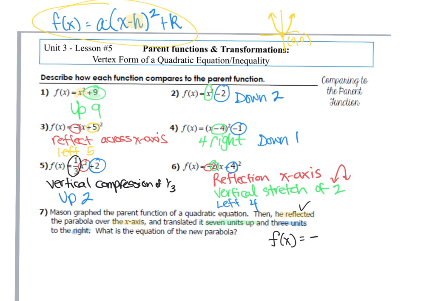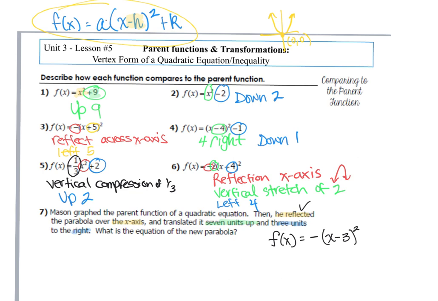I actually want to deal with a left or right transformation first because that happens inside the parentheses with the x. So I'm going to build some parentheses because I do have that right transformation. It starts with an x and right means minus. Okay, so minus 3 inside. X minus 3, when it comes out, it's a positive 3, meaning it moved right. And then we put our squared outside the parentheses because that's what makes this a parabola.